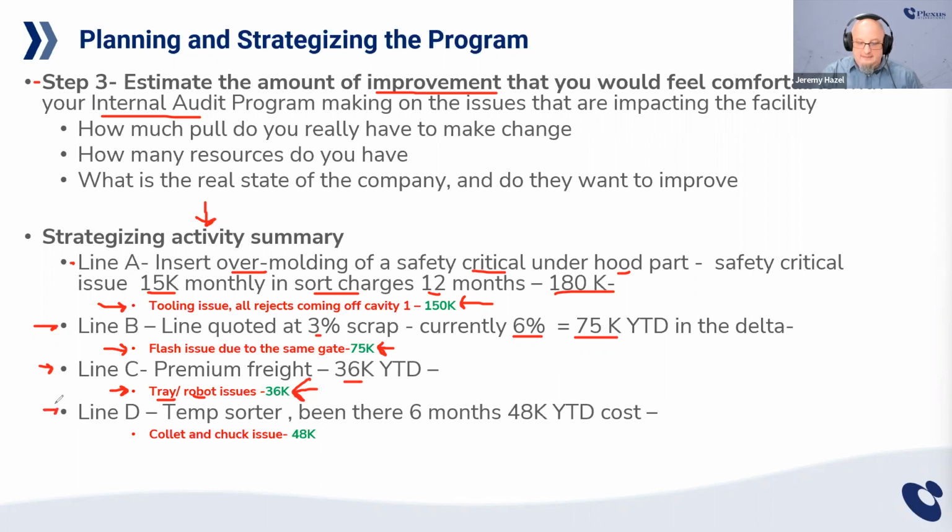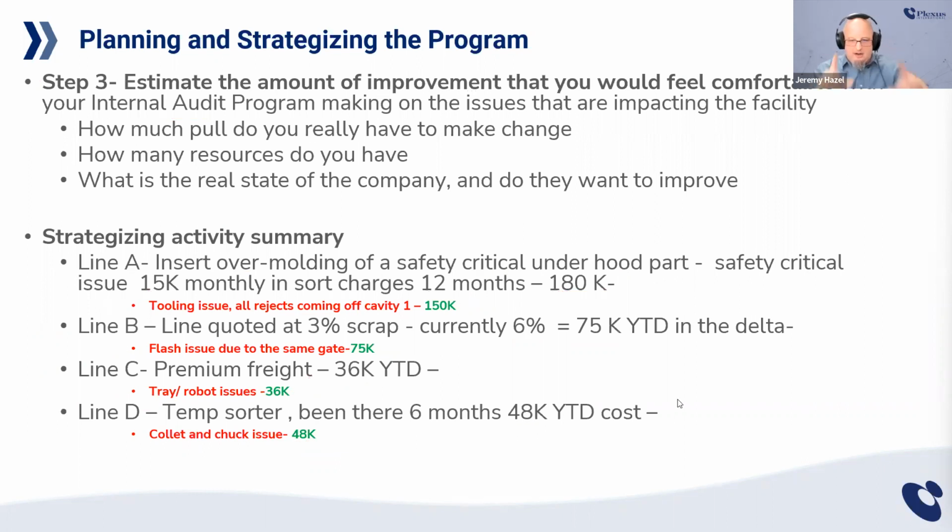And with line D, if I go out there and I walk the line, I got a temp sorter. Been there 6 months. We paid him $48,000 so far. That's a call-it-and-chuck issue because of poor capability that's causing the sort. I can eliminate that. That all goes away. And the reason why I want you to do this, now this is where I need you to think about the academic versus the leader, right? Versus the financial. While you might be saying, you know what, I'm uncomfortable with the financial aspect.